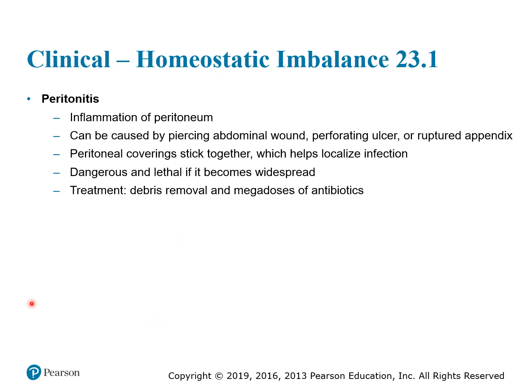All right, now what can go wrong in the peritoneum? There is a condition known as peritonitis, and it is extremely painful. It is inflammation of the peritoneum. It can be caused by a piercing abdominal wound, a perforating ulcer or a ruptured appendix. The peritoneal coverings stick together, which helps localize the infection so it won't spread in all of the abdomen. And it can be dangerous and lethal if it becomes widespread. Treatment is that the cause is removed if it is localized, and antibiotics are also given to the patient.